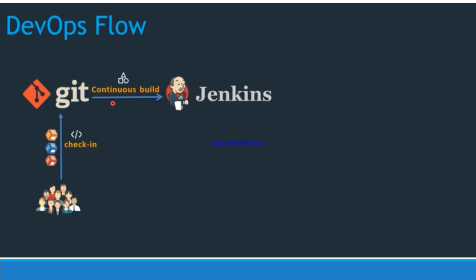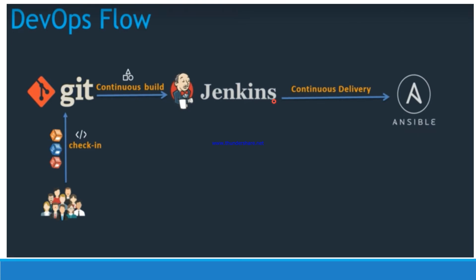Here we need to integrate Git and Maven with Jenkins. Then after, we need to do deployments. For the deployment part we are using Ansible. We are deploying continuously, so that's why we call it continuous delivery. For continuous delivery purposes we take help from Ansible, and we do the deployment.